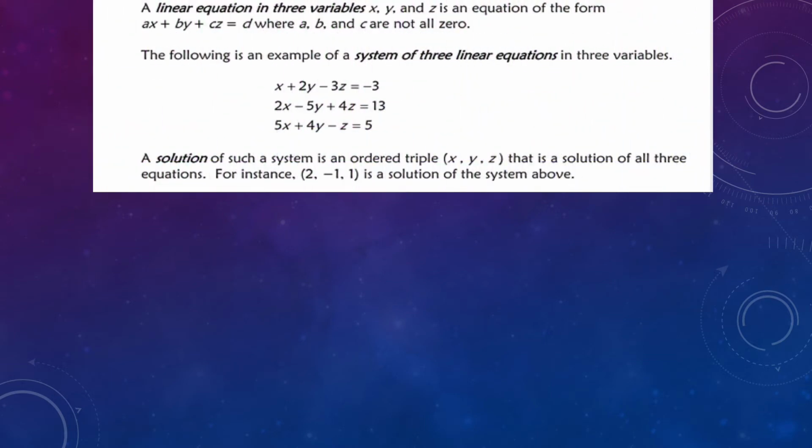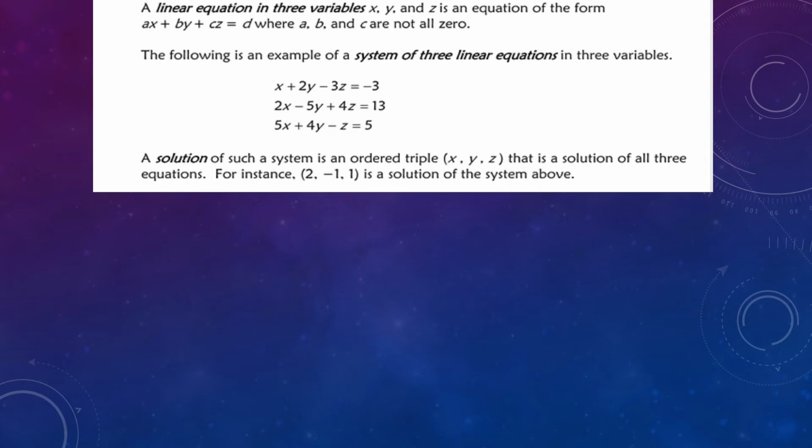Now we're going to see how many solutions there are for a system of three linear equations. There are three types of solutions. You can see here for these examples: x plus 2y minus 3z equals negative 3, 2x minus 5y plus 4z equals 13, and 5x plus 4y minus z equals 5. If you solve it, you'll get a solution x, y, and z. The solution is 2, negative 1, and 1. So this system above has only one solution.